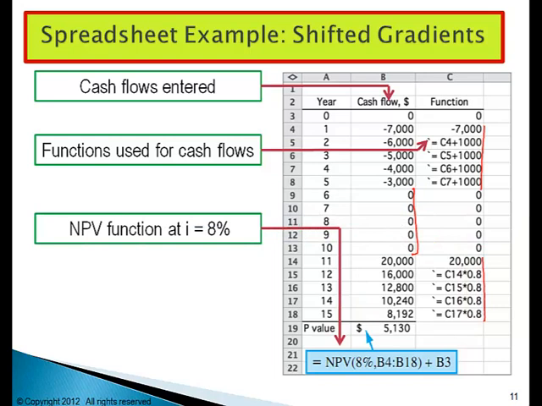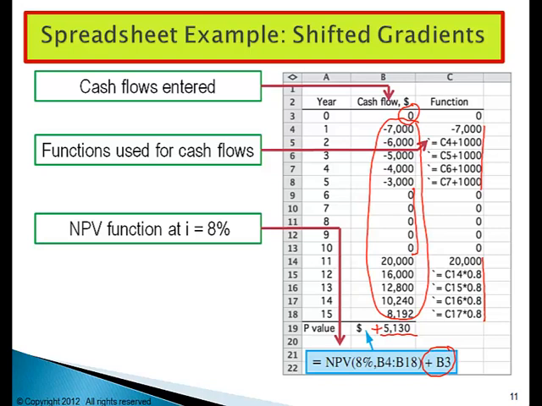Next, we'll apply the NPV function to find the present worth in year 0. You'll see that it is $5,130. The NPV function that's detailed here takes into account the entire series from cell B4 to B18, which is the years 1 to 15. And of course, the beginning point has a value of 0, but cell B3 needs to be included. What does this $5,130 indicate? Well, it has a plus sign in front of it.